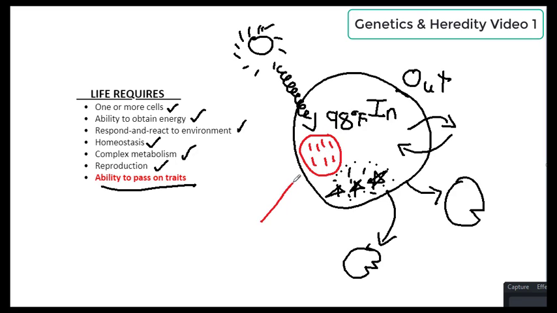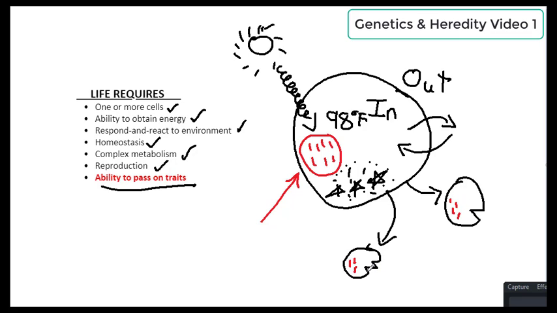In fact, we're going to spend a lot of time defining and talking about how organisms store their information that codes their blueprint for what they are, that builds them. And then the next part is heredity. How do they pass on those traits to the next generation? This is what we're going to be talking about.